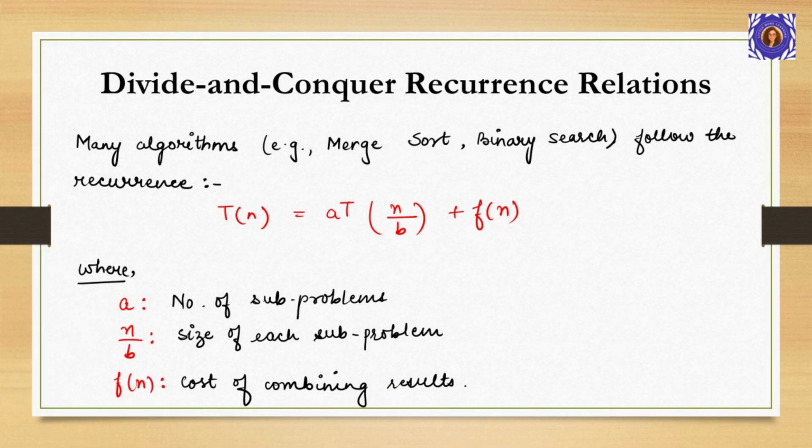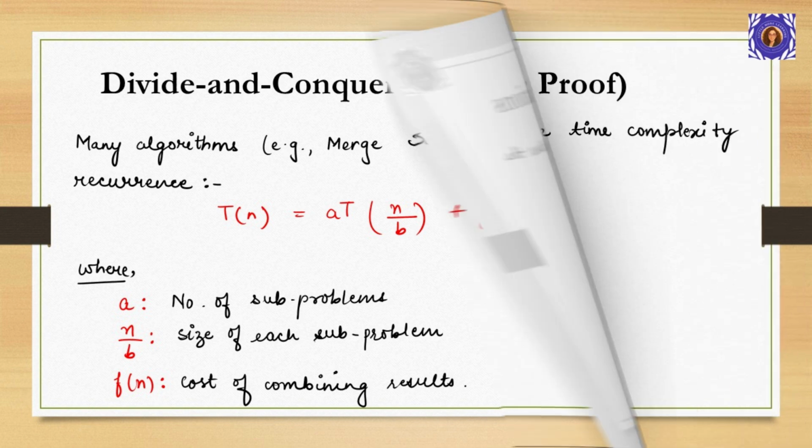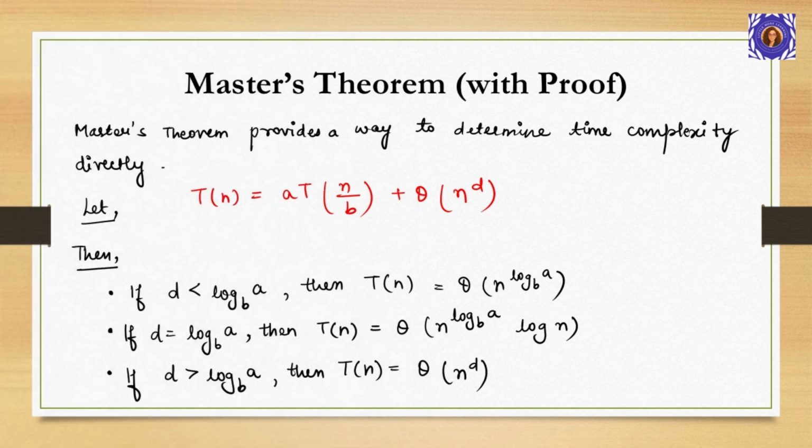Many fundamental algorithms follow a divide-and-conquer approach, leading to recurrence relations of the form T of n equals a times T of n divided by b plus f of n, where a is the number of subproblems. n divided by b is the size of each subproblem. f of n is the cost of combining results. Master's theorem provides a direct way to determine the time complexity of divide-and-conquer algorithms.